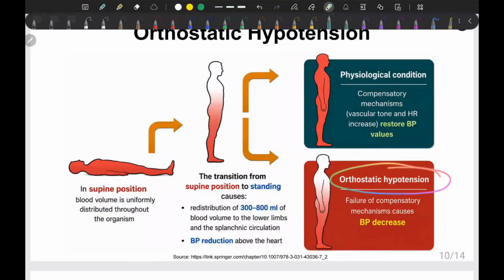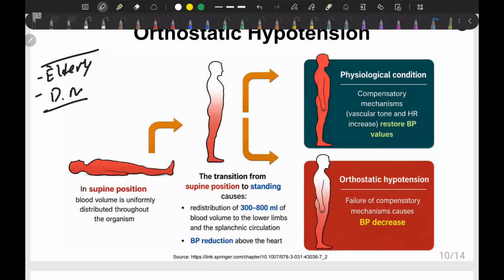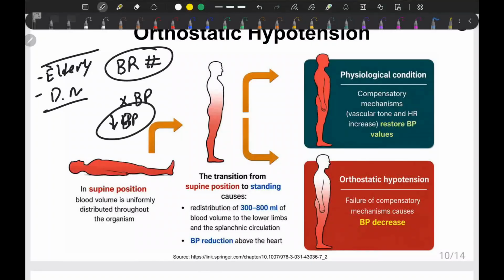In the case of the elderly, or in diabetic neuropathy, the baroreceptor is not functional. If the baroreceptor is not functioning, what will happen? There will be no correction of your blood pressure, and your blood pressure will drop whenever you are standing. So the patient might feel dizziness, or the patient might have syncope. This is known as orthostatic hypotension.